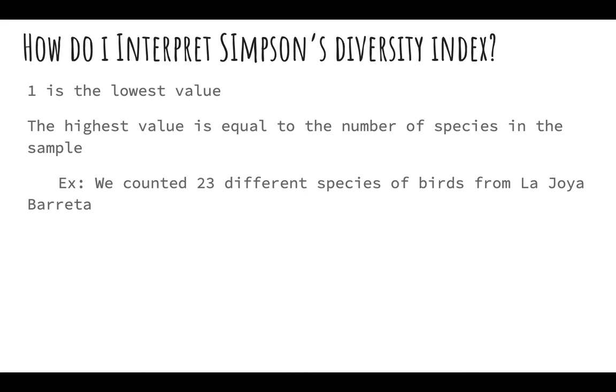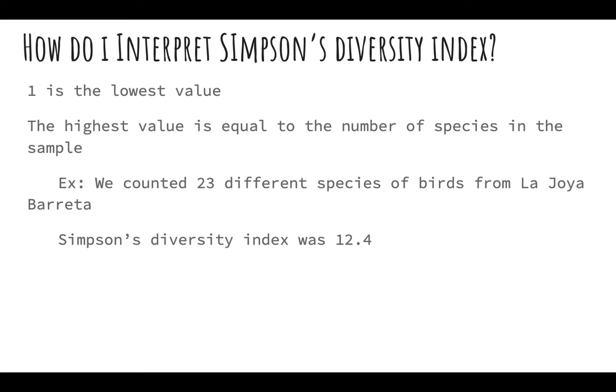For example, we counted 23 different species of birds from La Joya Barreta. We calculated the Simpson's diversity index at 12.4. As you know, 12.4 is not equal to 23, so we don't have the highest amount of biodiversity that we could possibly have for that ecosystem. 12.4 is about half of 23, so it's pretty biodiverse. We're going to have to compare this to both the number of different species we counted for the vegetation and the Simpson's diversity index of the vegetation, which you will have to calculate using Google Sheets.